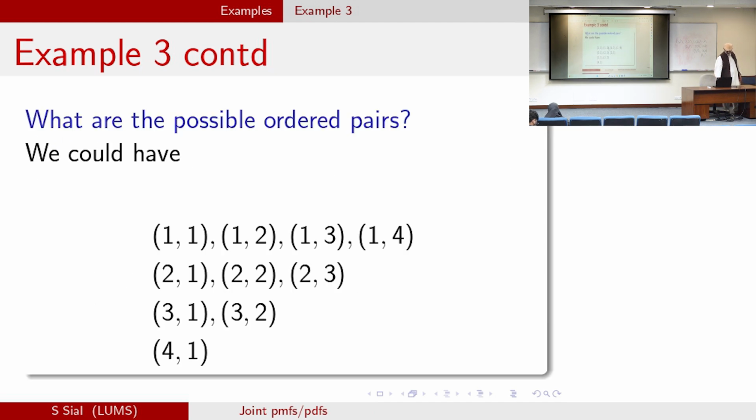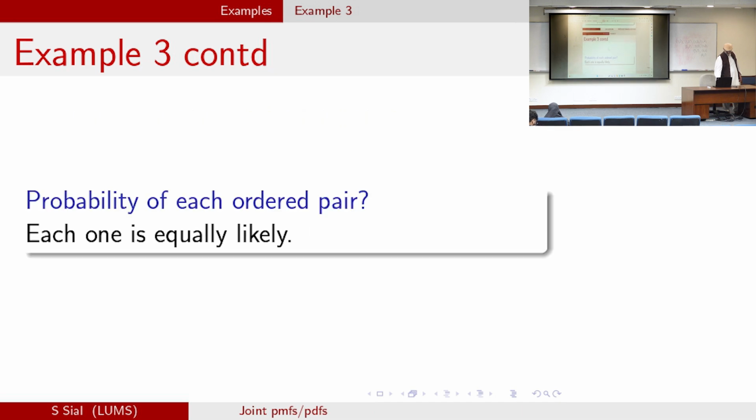Okay, so let's list the ordered pairs. Each ordered pair is equally likely. Well, we had 5 defective widgets. These 2 could be defective, these 2, right?